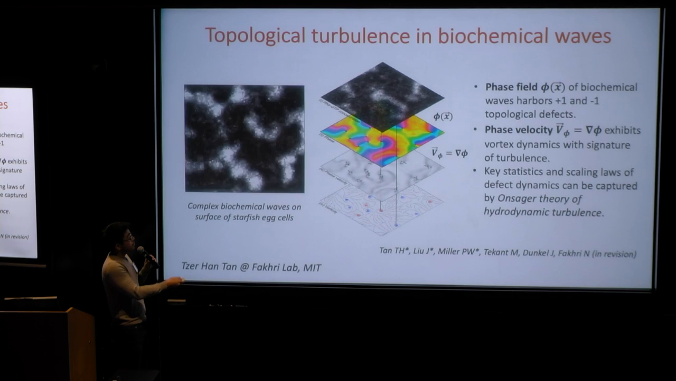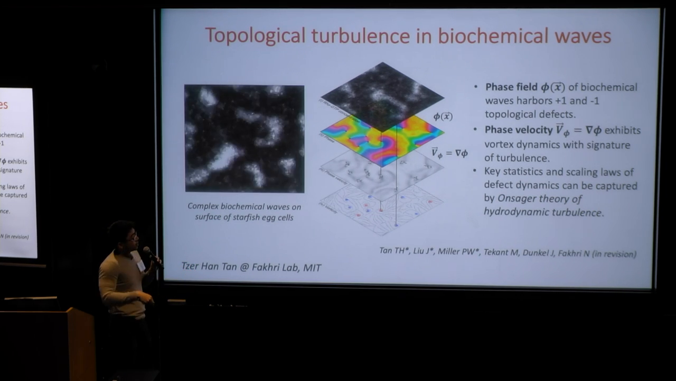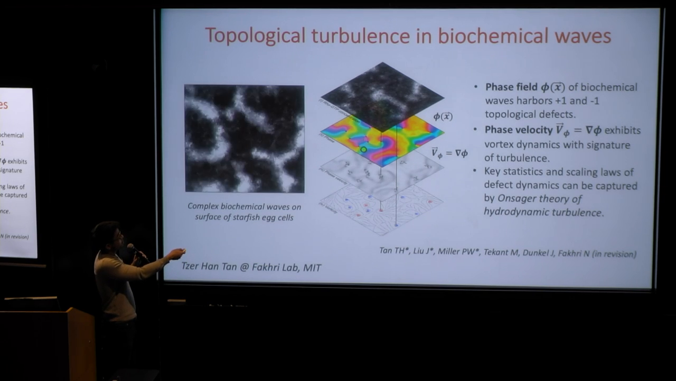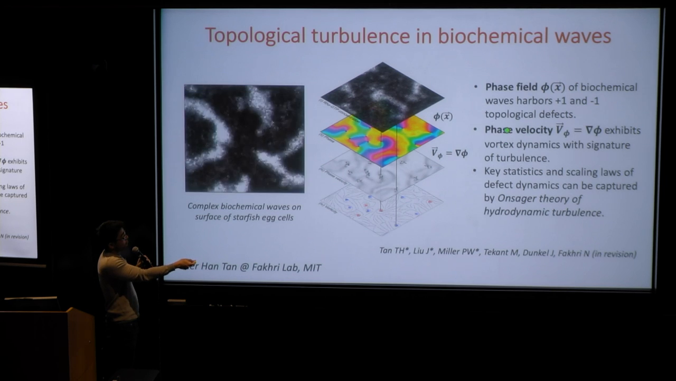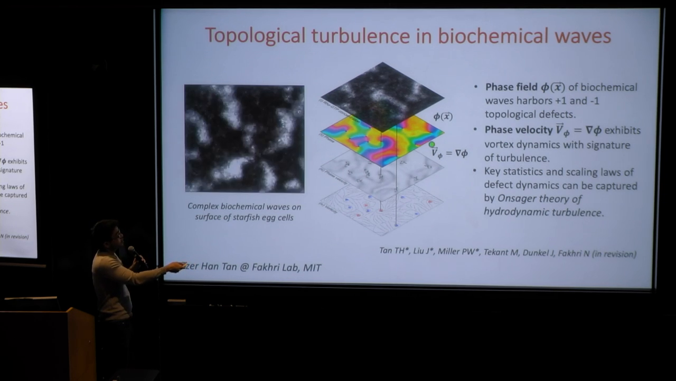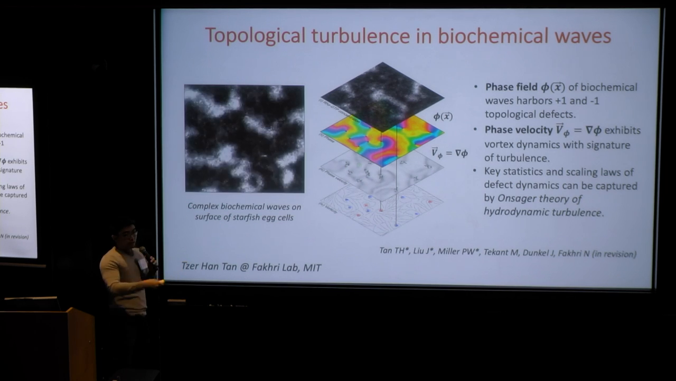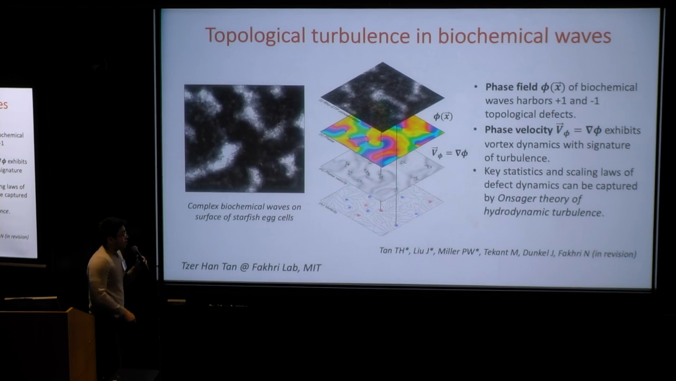And what I mean by that is that, for example, if you look at the phase field of the biochemical waves, you see that there are these plus one and minus one topological charges. And if you look at the phase velocity field, which is basically just the gradient of the phase, what you see is that there are vortex dynamics that are constantly creating and annihilating with each other.